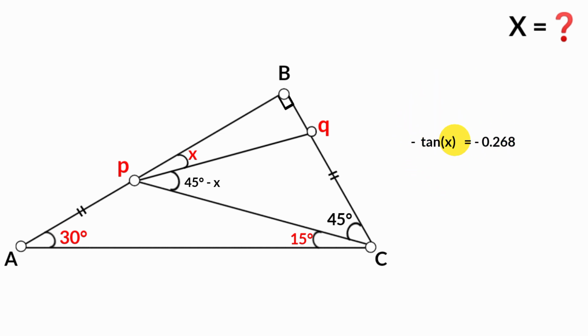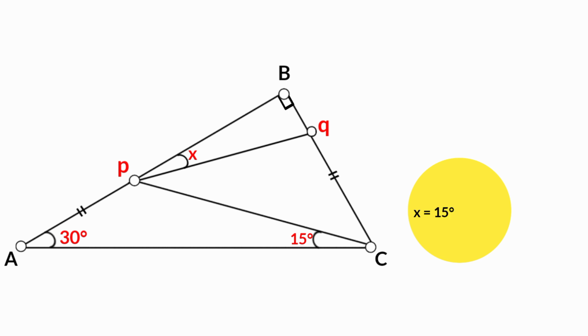This negative sign will cancel this negative sign. Now tan x equals 0.268. And from this, x equals tan inverse of 0.268, which is 15 degrees. So x, which is the size of this angle BPQ, which we are asked to calculate, is 15 degrees.